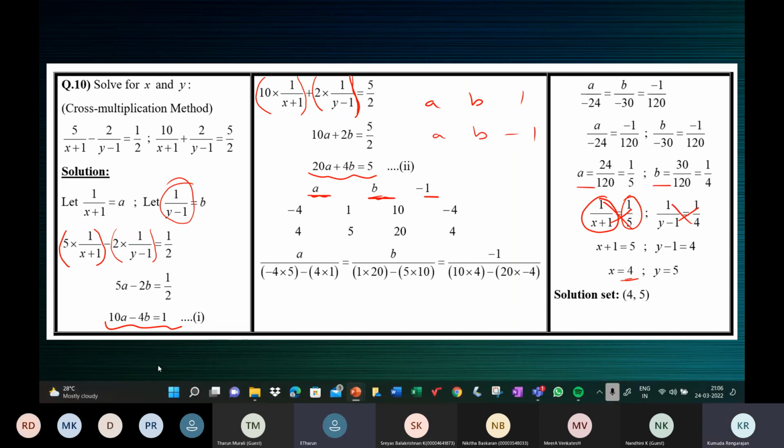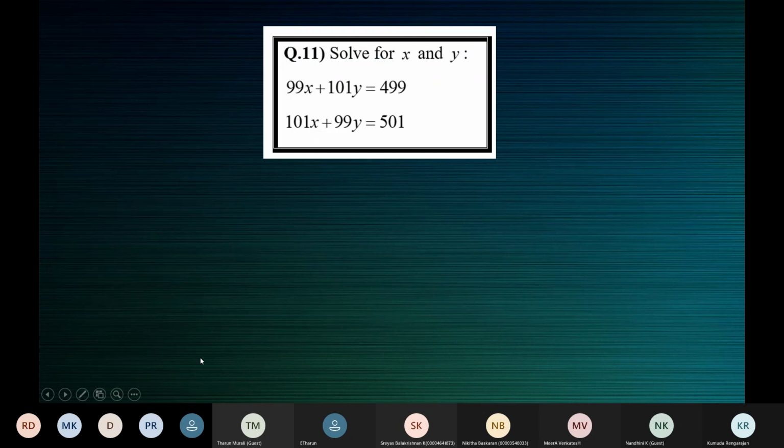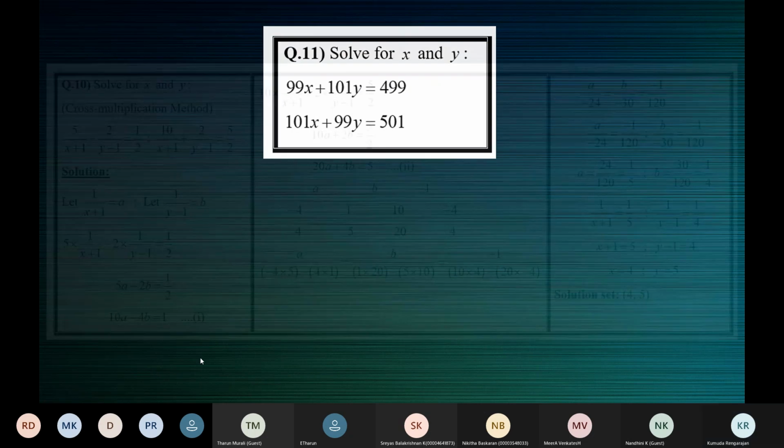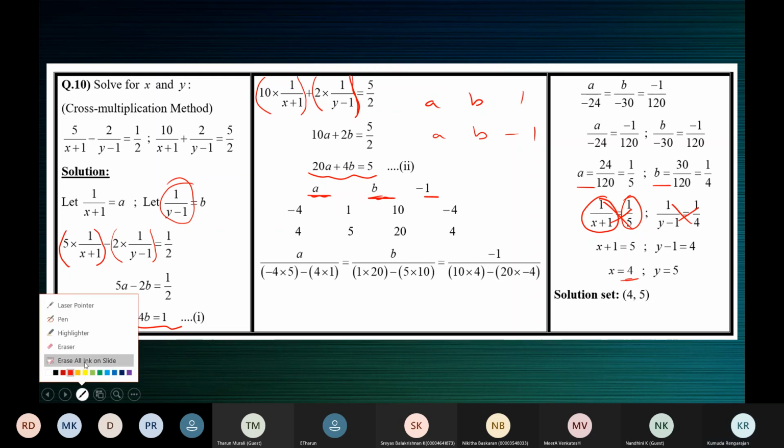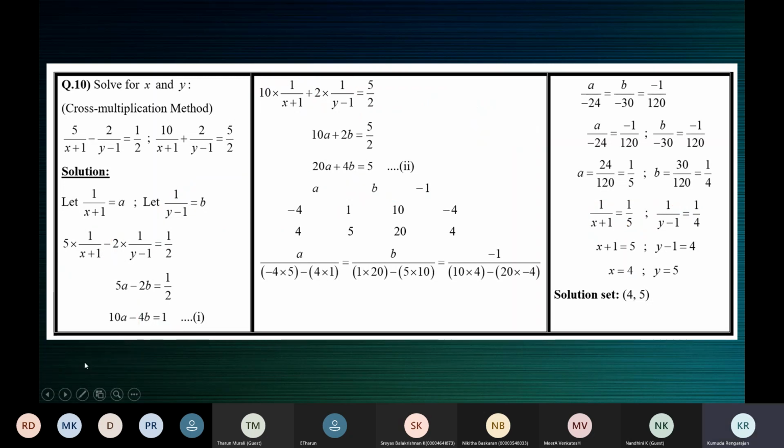Ma'am, one minute, show the sixth one, ma'am. Sixth one. I cannot go back to the sixth one now. Why, Pranav? Ma'am, I'm Tarun, ma'am. I did not write the sixth one, ma'am. Tarun Ishwara Murthy, ma'am.